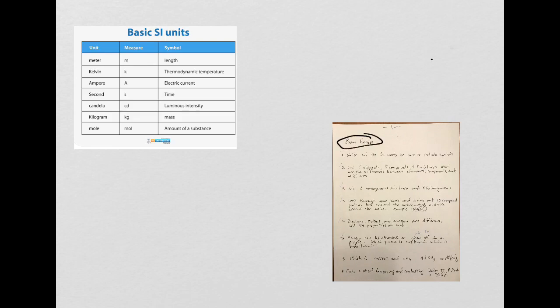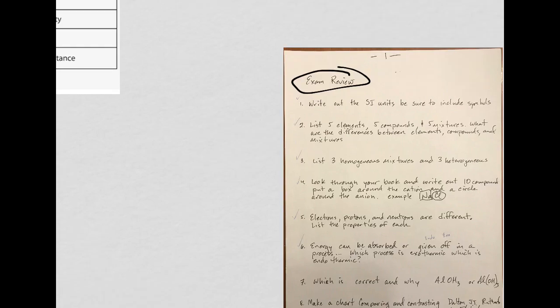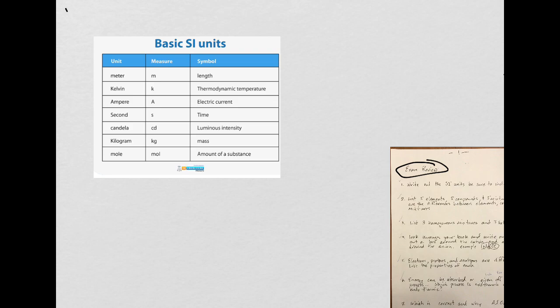So, exam review 1. We have this first one, which if we zoom in here a little bit, says write out the SI units and be sure to include the symbols. So up here in the corner, I put the things that you need to know. You need to know that the meter is the unit for length, and its symbol is an M. Kelvin, K, temperature, thermodynamic temperature. You don't really need to know amps. Time, yes. Candelas, no. Mass, for sure. And mole, for sure. So these are things you need to know for SI units.